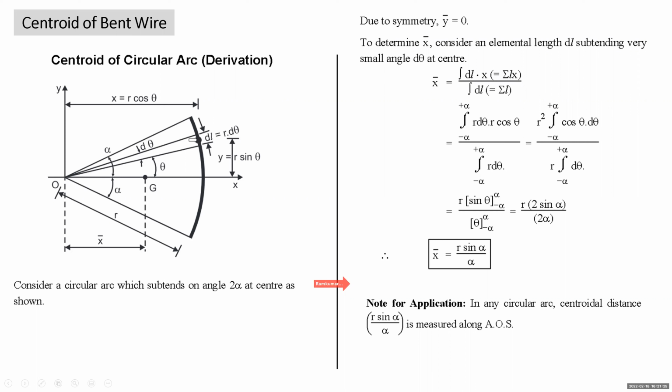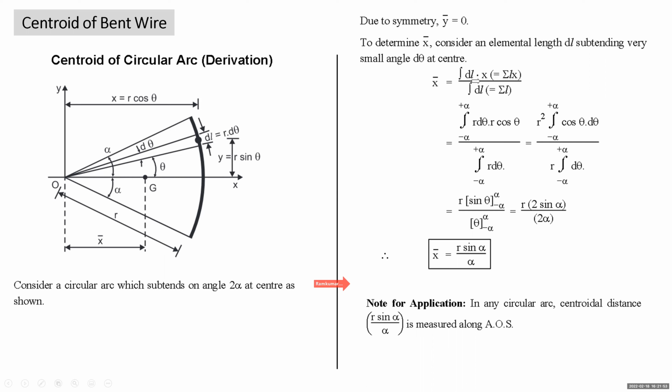Then the x and y coordinates of the centroid of this elemental length. See, this centroid is here. So the x coordinate of this is r cos theta, and the y coordinate will be r sin theta. Anyway, the y coordinate of the centroid of the elemental length is not required, because we have already understood that if this arc is symmetrical about the x-axis, y bar is 0. So to find x bar, we will take the help of integration.